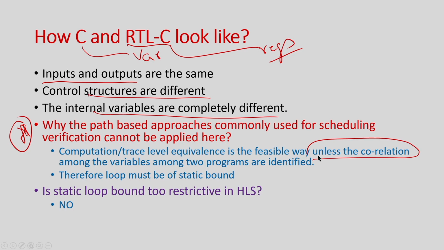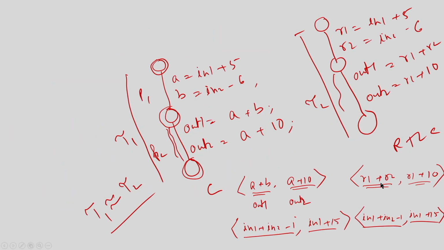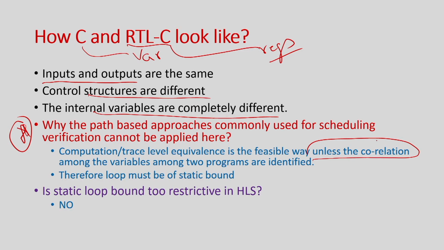there is no alternative until this correlation is given. If somebody gives that this variable R1 is nothing but A and R2 is nothing but B, if this information is available with us, I can replace this by A, I can replace this by B, and then I can say this expression is equal to this, this expression is equal to this, right. So, if this relation is available with us, we can actually go for scalable cut point based equivalence checking or path based equivalence checking. Whereas, in this particular problem, since I assume that no intermediate information is available, this correlation is not available, I have to go for trace level equivalence.